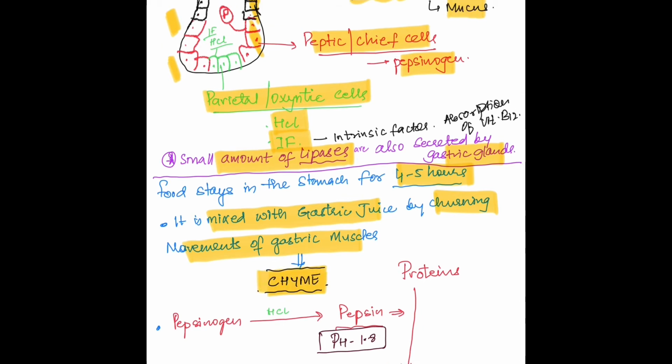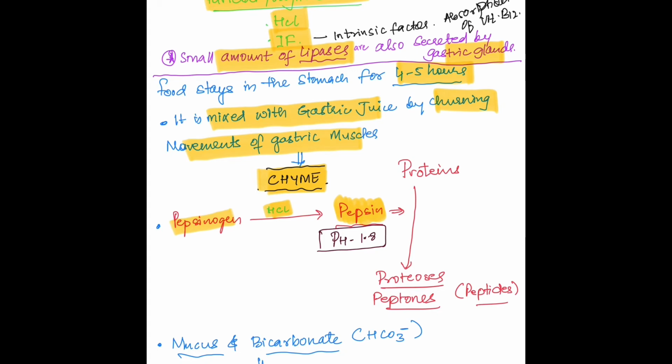Peptic or chief cells secrete pepsinogen. Pepsinogen is a zymogen, which means it is inactive. It is converted to active pepsin on exposure to hydrochloric acid. Pepsin then breaks down proteins into proteoses and peptones. Optimal pH for pepsin is 1.8. This acidic pH is due to hydrochloric acid.